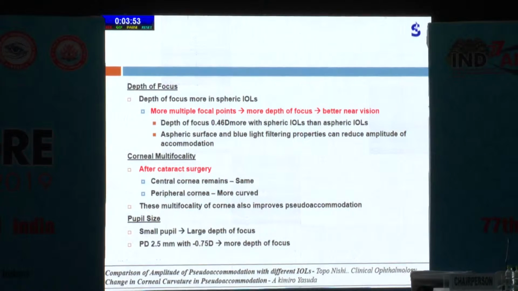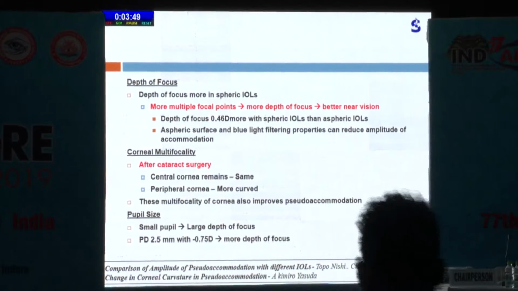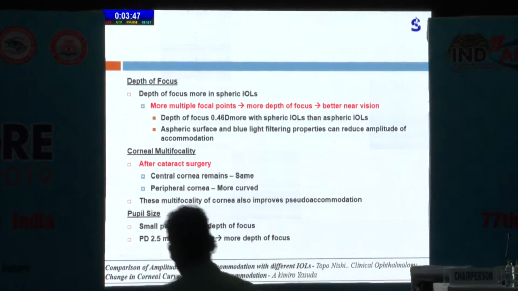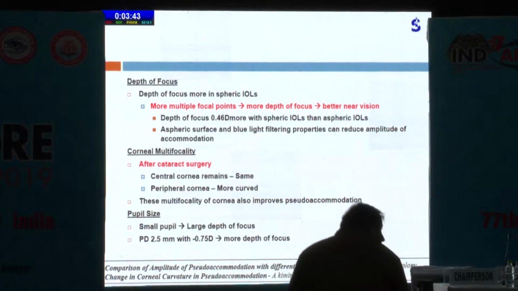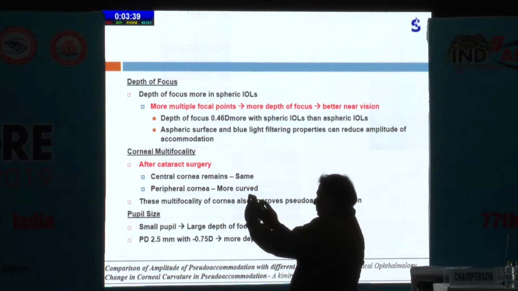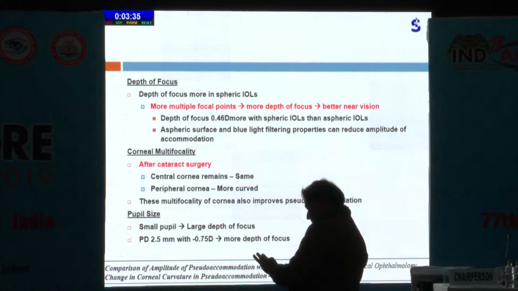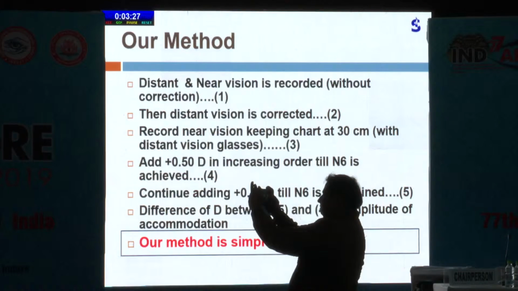Because of cataract surgery, the central cornea remains the same, but the peripheral cornea gets a little more curved, and there is corneal multifocality that can also help in pseudo accommodation. Pupil size, when it is small, is found in studies to give a large depth of focus. When it is 2.5 millimeter, it has 0.75 diopter more depth of focus.